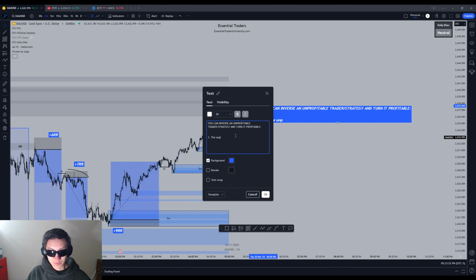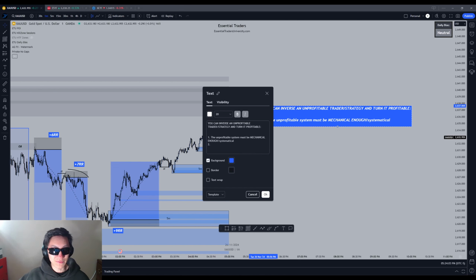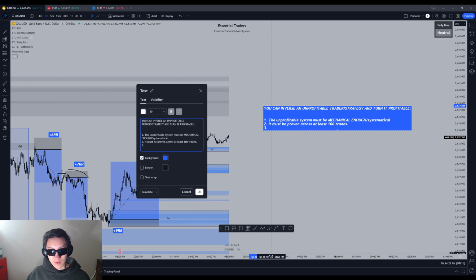First of all, the unprofitable system must be mechanical enough or systematical, meaning it has to have some sort of mechanical or systematic way of identifying the setup that they're taking that's giving them a negative expected value over time. It must have enough data. So number two is it must be proven across at least, I'd say, 100 trades, preferably 100 trades. So let's say someone sends signals and at the end of 100 trades, their account is negative off their initial balance. That means they have a negative expected value of their system or strategy.